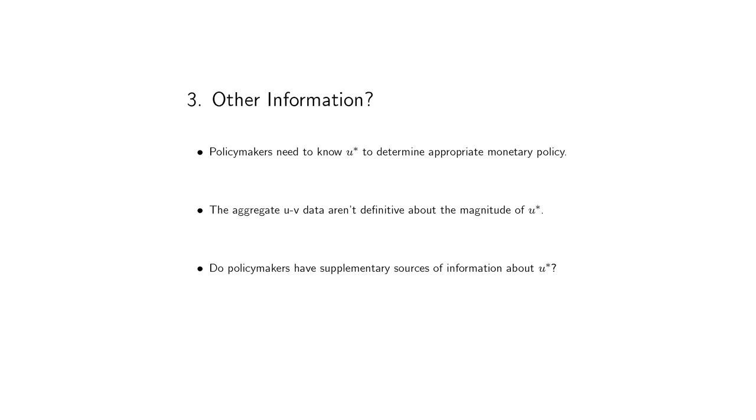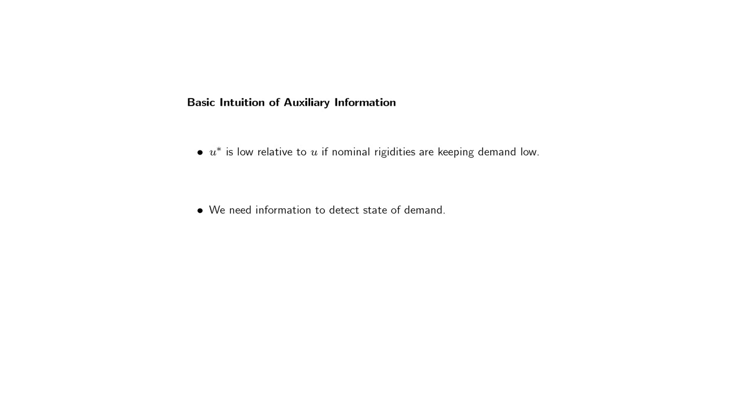And what are those other sources of information we can turn to? So the basic intuition when you're looking for other sources of information is the intuition I used when I talked about the natural rate of unemployment to begin with. The natural rate of unemployment is low relative to the observed unemployment rate if nominal rigidities are keeping demand low. So what we need is information about the state of demand. And if we get that information, then we'll be on our way to figuring out more about the gap between the natural rate of unemployment and the unemployment rate.